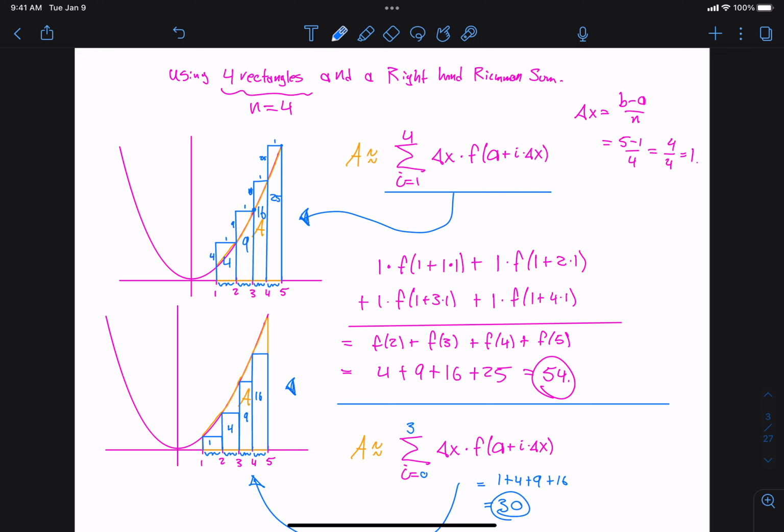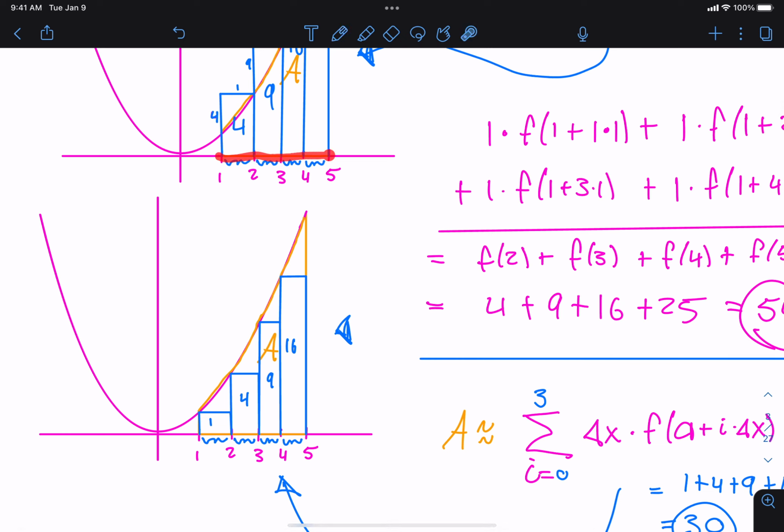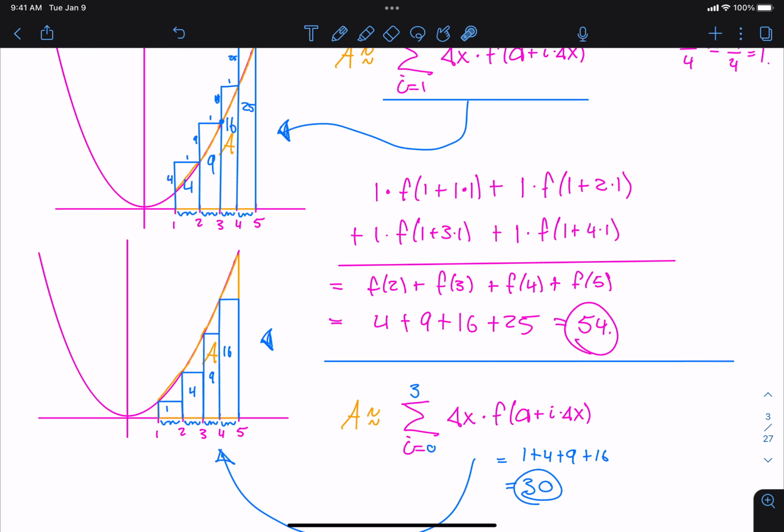Right, so it's how we choose the height of the rectangles. In both cases, we go from 0 to 5, and we use 4 rectangles. So the question is, are you going to take 2, 3, 4, and 5 as the inputs to get the height of the rectangles? Or are you going to choose 1, 2, 3, and 4 as the heights of our rectangles, like shown? You see the difference?